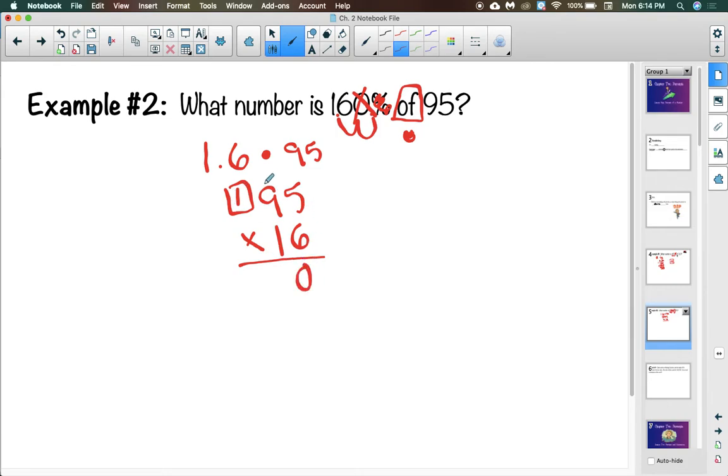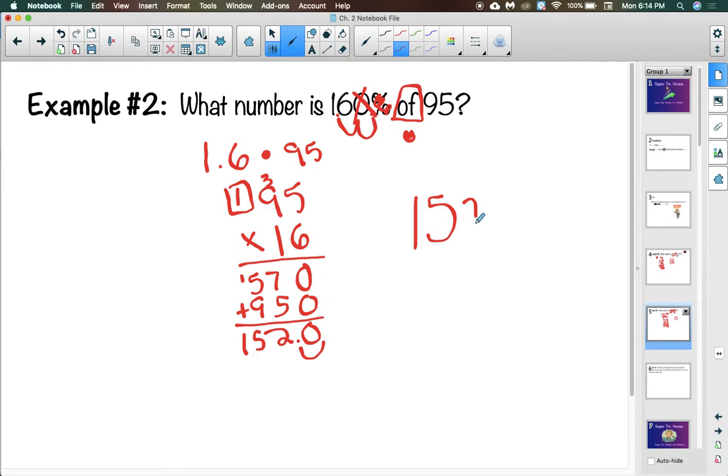6 times 5 is 30. 6 times 9 is 54. Plus 3 is 57. Placeholder 0. 1 times 5 is 5. 1 times 9 is 9. And we're going to add it up. We get 1,520. Don't forget to take that 1 and move your decimal back 1 place. So my final answer is 152.